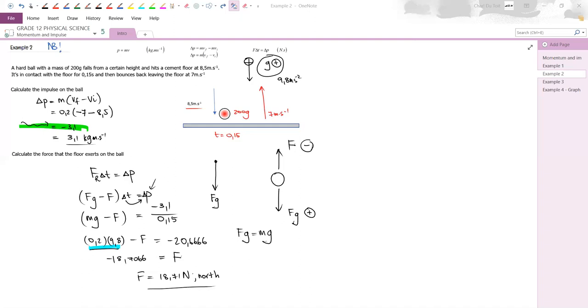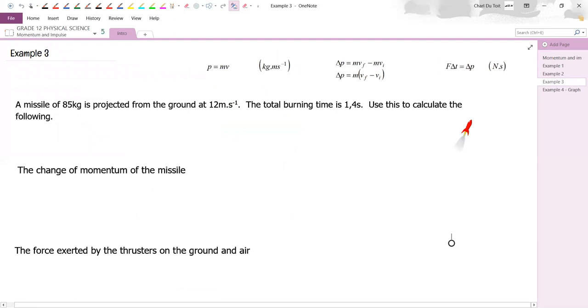Just give me also an indication if there's any example that you're doing in your textbook at the moment that you actually want to WhatsApp to me so that I can get the timing right. Otherwise, I'm just going to make sure that we finish on time.